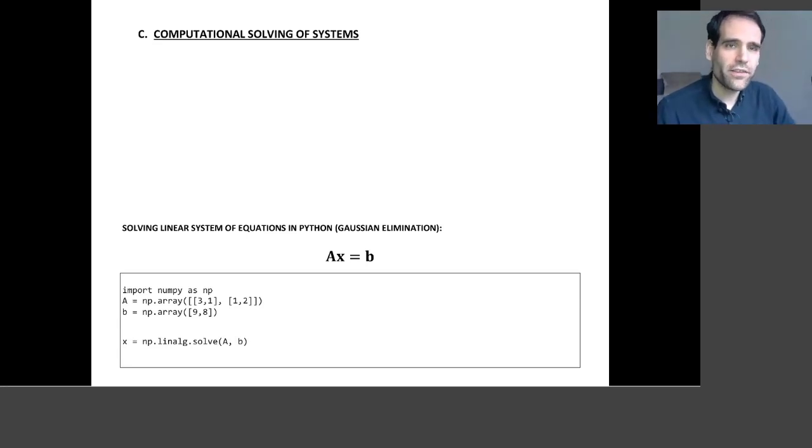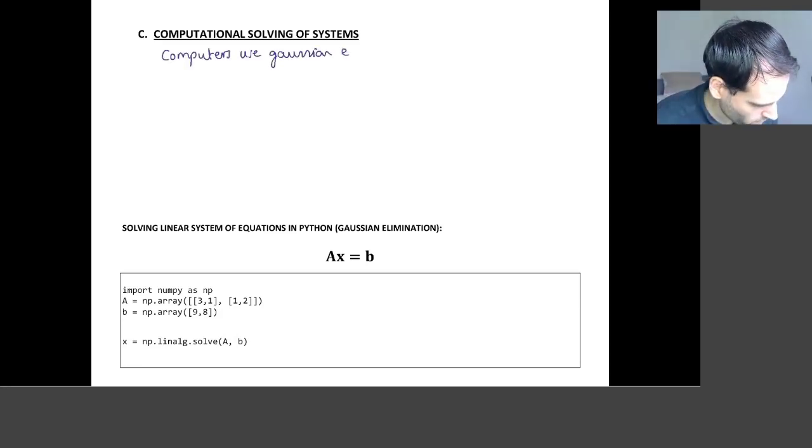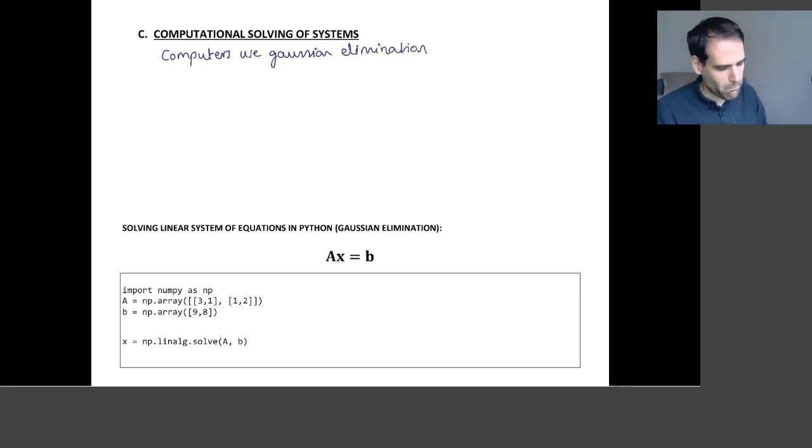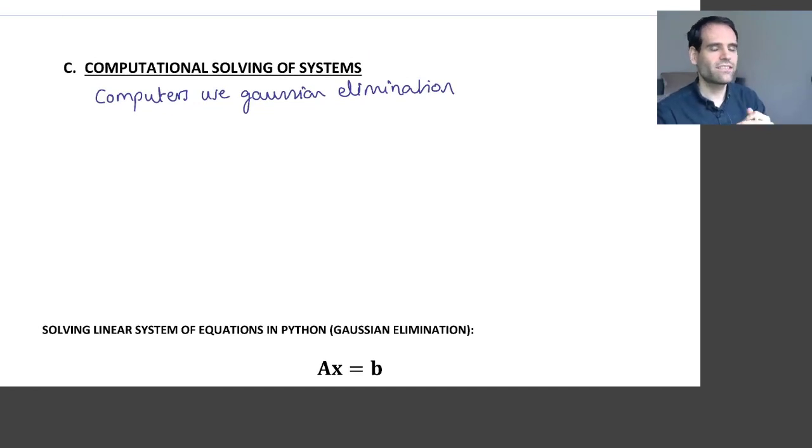Okay, so after seeing the theory and examples of Gaussian elimination, let's talk about Gaussian elimination in real life. Okay? So, computers use Gaussian elimination. And why is this? This is because Gaussian elimination is by far the fastest way to solve a problem if you want to reduce the number of operations that you are doing.